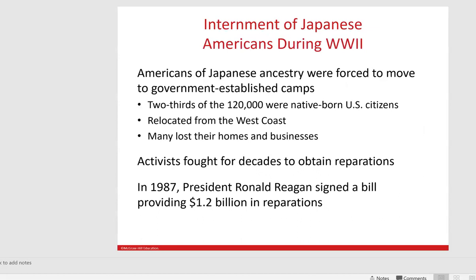During World War II, there were approximately 120,000 native-born Japanese U.S.-born citizens, and about two-thirds of them were put in prison camps and relocated from the West Coast. Often they lost their homes and businesses. Through decades of activism, in 1987 a $1.2 billion provision was made to them in reparation.